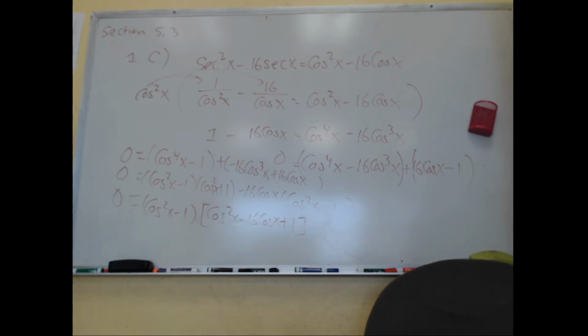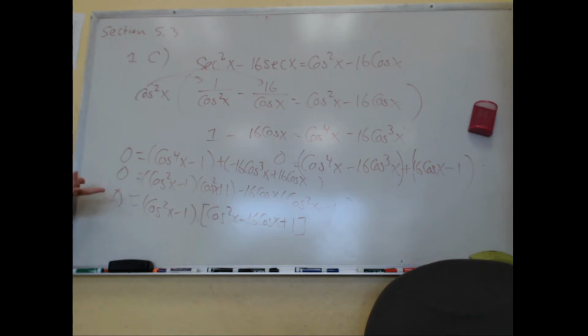Now, what about the trinomial? Is that factorable? Can we factor it? It's negative 16, right? So that one is non-factorable. So how do you find a zero? Quadratic formula. Quadratic formula for this one, right? But what about the other one? That's easy.